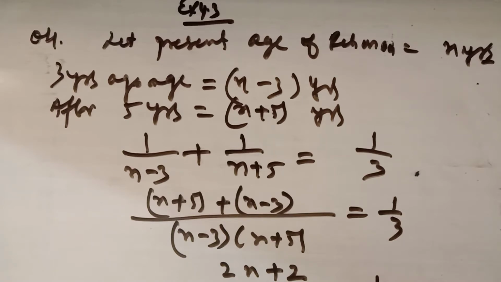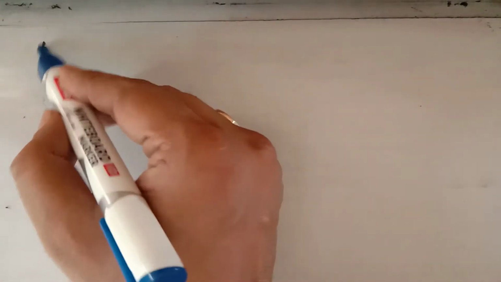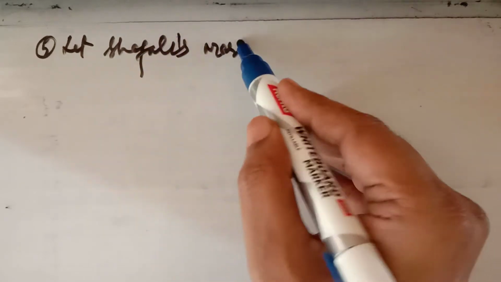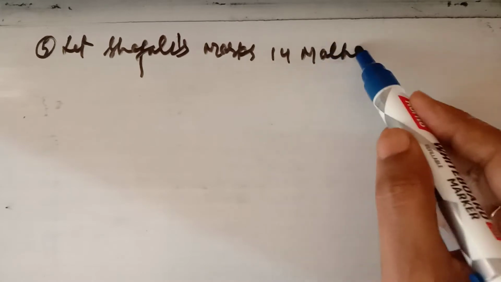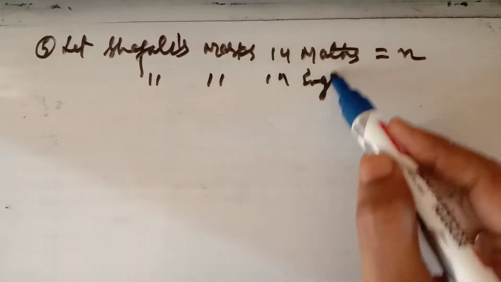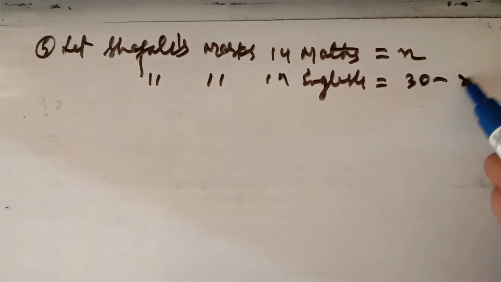Now in question number 5, the sum of Shefali's marks in maths and English is 30. Because the sum of the marks of the two subjects is given, you can let the marks in maths be x. Therefore the marks in English will be 30 minus x, because the sum of their marks is 30. So let Shefali's marks in maths be x and her marks in English will be 30 minus x.